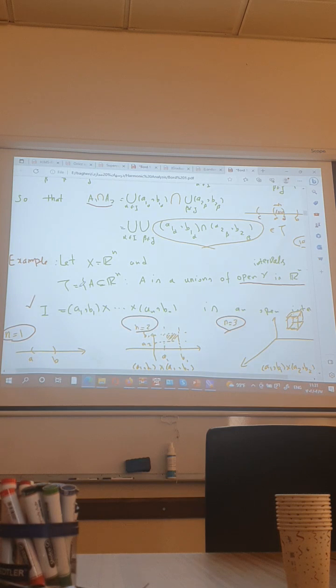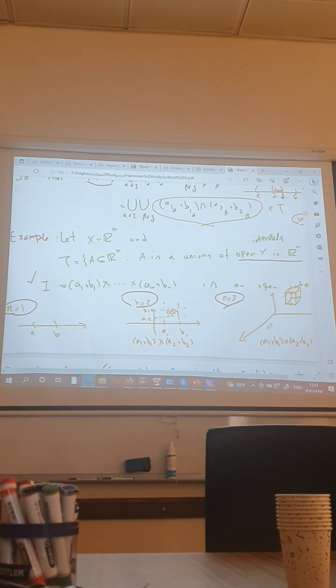And also we can consider X equal to R to the power of n, and tau equal to the set of all unions of open intervals in Rn. What are the open intervals in Rn? These sets are open intervals in Rn, okay?